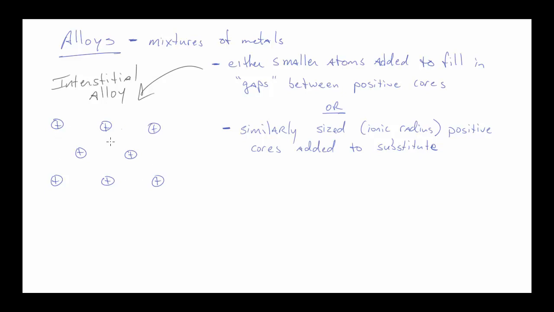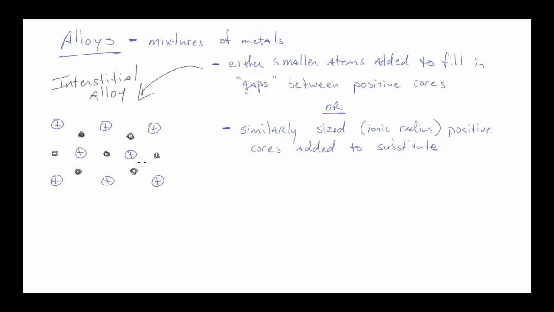If we look at this diagram and see the positive cores, we can see the gaps that I'm talking about, because there are spaces between them. I do not have the electrons drawn there, and that's on purpose. I'm going to use the black here to draw in these smaller atoms, and they'll fill in these gaps in between the metals. And what that does is it reduces our ability to push these positive cores around.